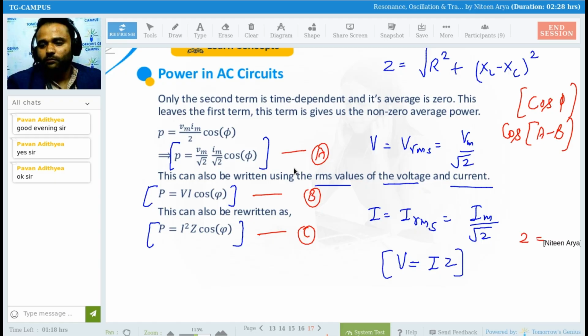So Vm by 2, Im by 2, and 2 can be written as root 2 into root 2. Vm is the peak or maximum value, so peak value of voltage divided by root 2 is the RMS value, and cos phi is still there. So capital V, capital I are RMS, root mean square values, which we already derived in the previous classes. Okay, is this clear now?